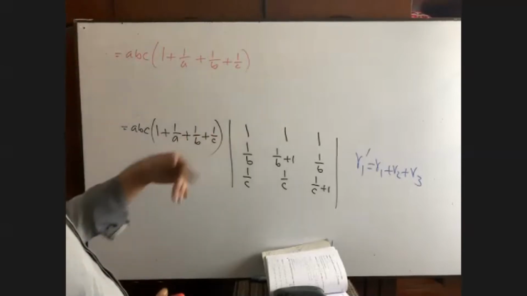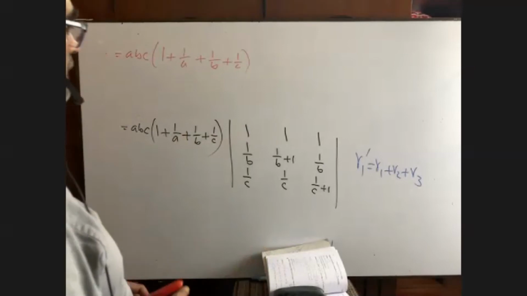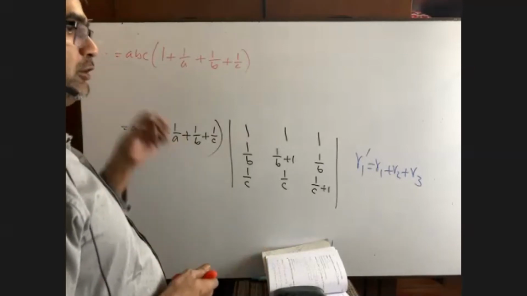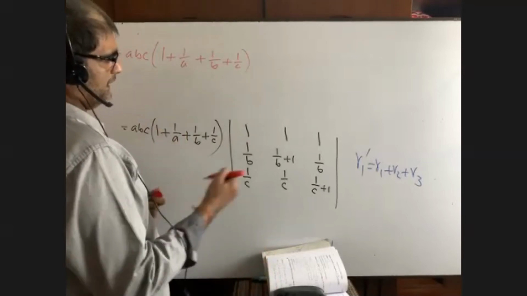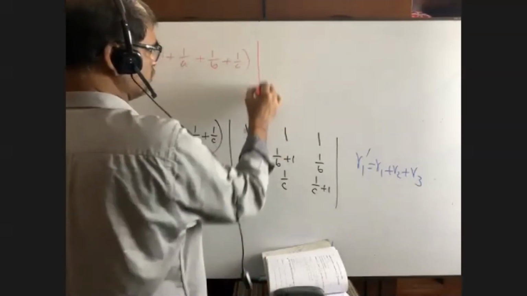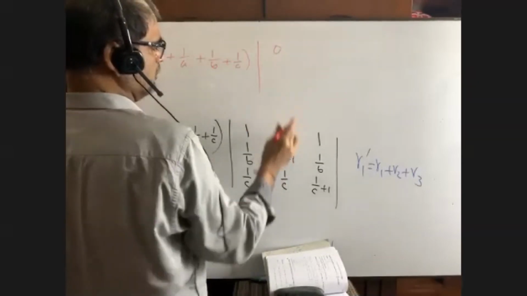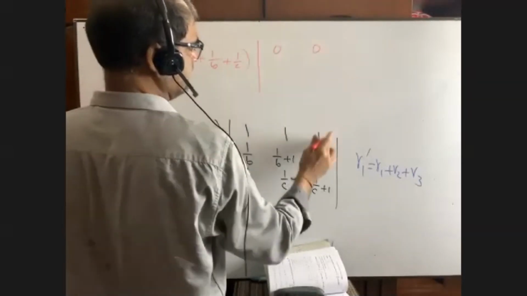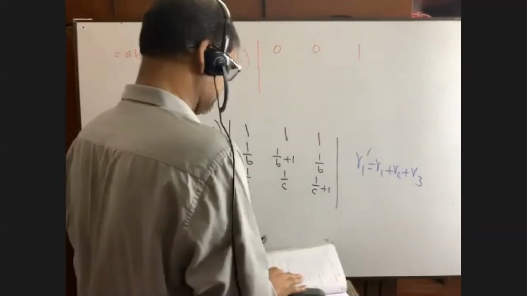I have not taught you how to do the math without calculating, that is, by expanding. I have not shown you that again. Anyway, but it is easy. 1 minus 1 is 0. 1 minus 1 is 0. Then it is 1. Okay. Now we are getting here.